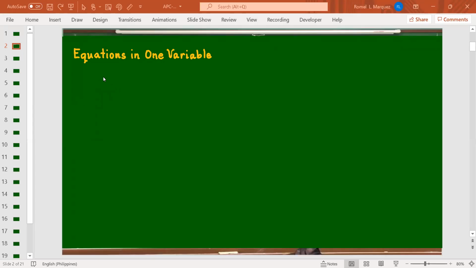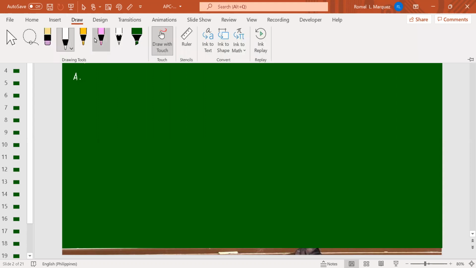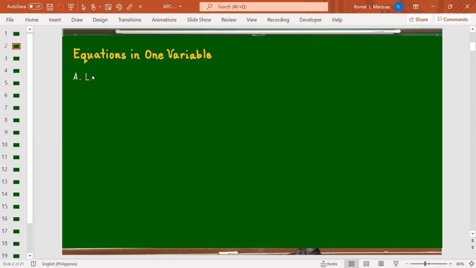In today's discussion, I'm going to talk about equations in one variable. Let us start with linear equations. Linear equations in one variable takes the following form.